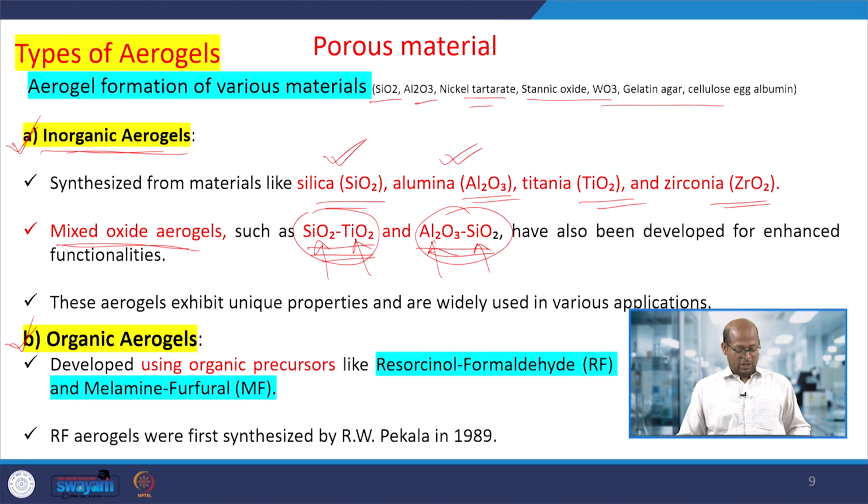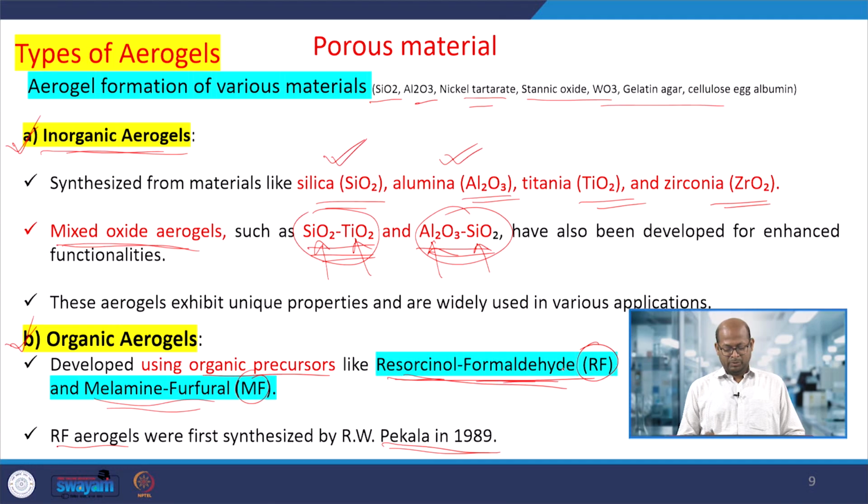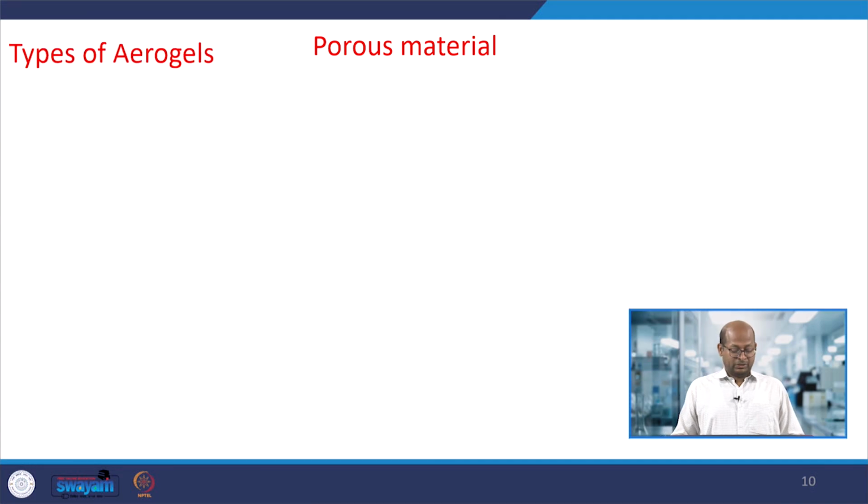For that we have to use organic precursors. Here, resorcinol formaldehyde or melamine furfural. These are the organic precursors we can use to prepare organic aerogels. You can see these are RF or MF aerogels. They were first synthesized in 1989, and after that they were synthesized using some other precursors by changing the resorcinol or formaldehyde, so that condensation reactions take place.